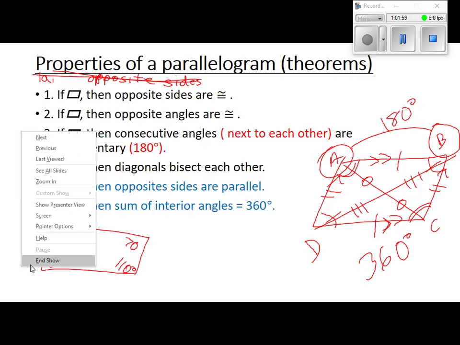Still back there somewhere. Is it possible for all the angles to be congruent, or wouldn't that just be a rectangle? It wouldn't be just a parallelogram. Then it'd be a rectangle because all of them have to be 90s.